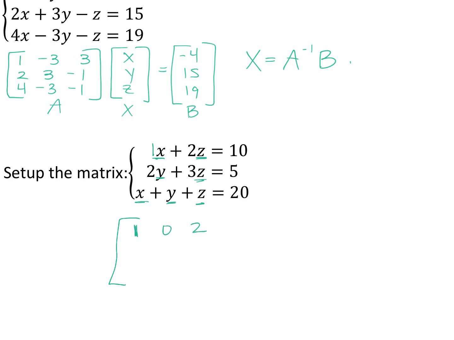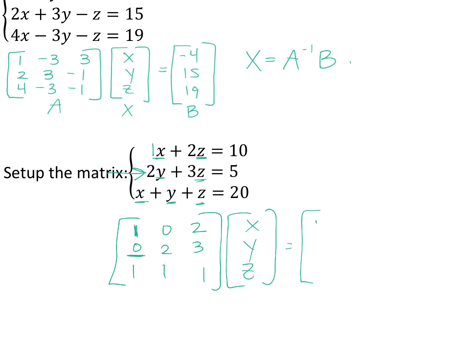And then 2. Okay. What's your next number going to be right here? 0. There is no X in that second row. So 0, and then 2, and then 3. And then your last row is 1, 1, 1. And then it's still X, Y, Z. And then the constant, 10, 5, 20. Okay, so just be careful with those. When there's missing variables, you need to plug in zeros in their place, in the right order, okay?